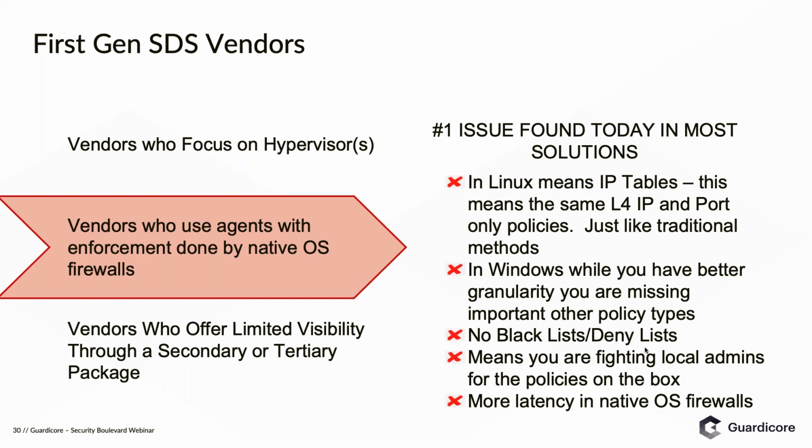It also means that you have contention. It means you're fighting local admins for policies in the box. You may make a change with your agent, but a local admin can overrule you and change it back again. So that's a challenge. And it also means more latency when you use a native operating system firewall versus your own.